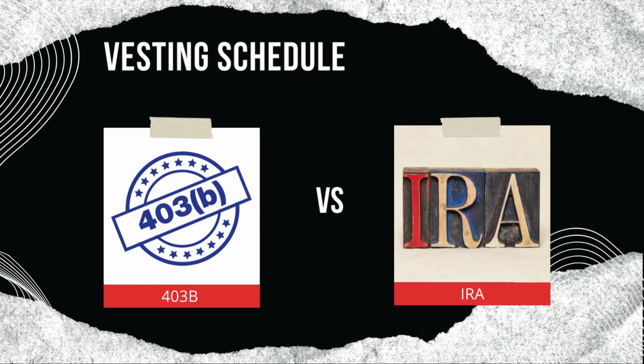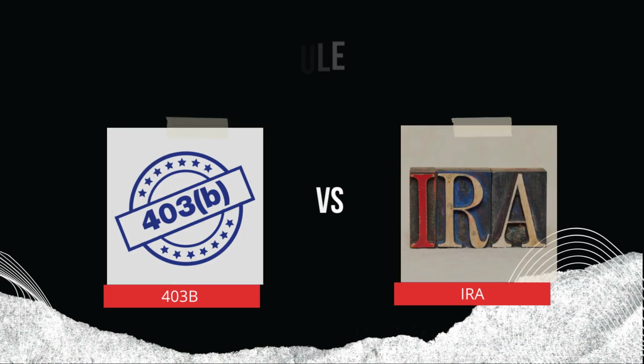Vesting schedule. If your employer contributes to your 403B account, there may be a vesting schedule, which means that you may have to work for a certain amount of time before you become fully vested in those employer contributions. With an IRA, all contributions are immediately yours and not subject to any vesting period.